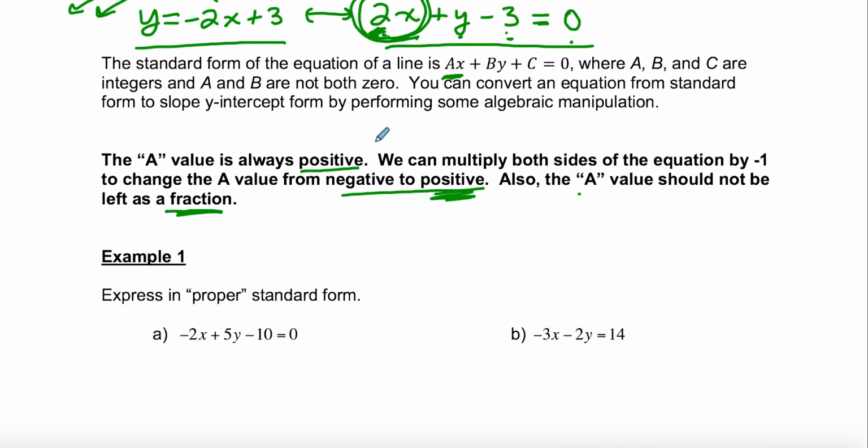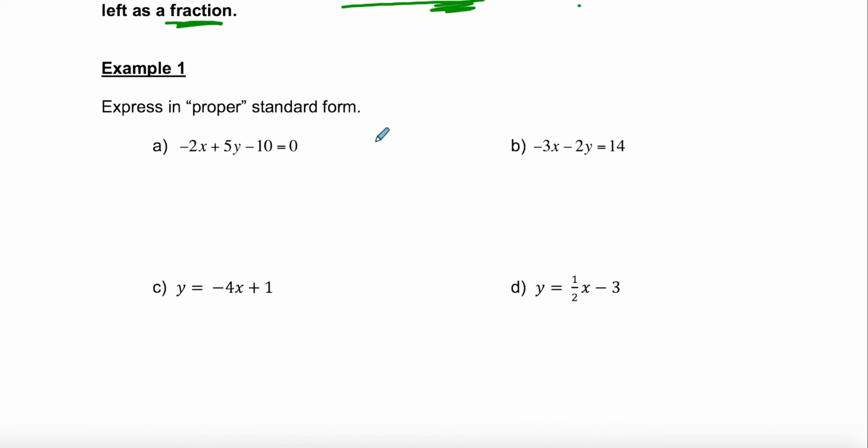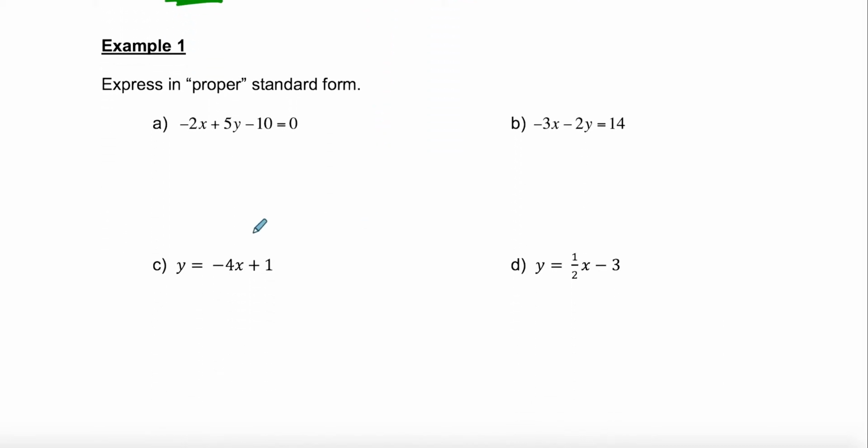So let's look at example 1. Express in proper standard form. Okay, when I see this, this is not proper standard form. The x is first, the y is second, so that's great, and the constant number is third, and it equals 0. It all looks good, except this first term can't be negative. So one option would be to divide all of the terms by negative 1.